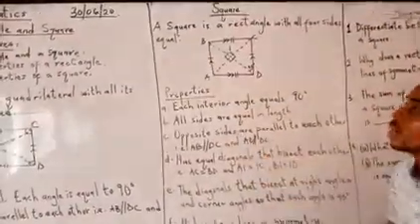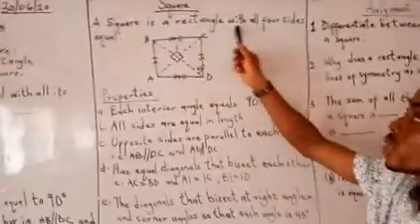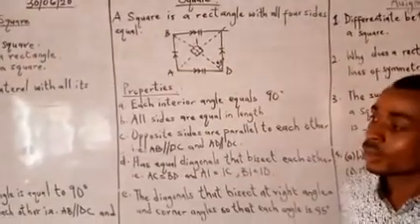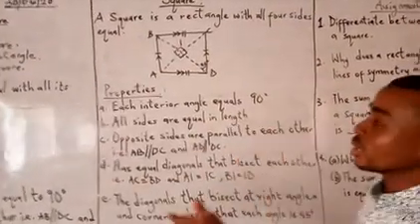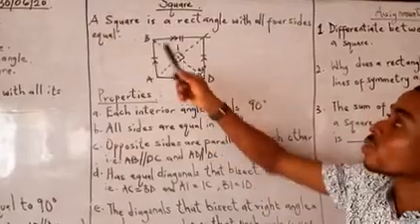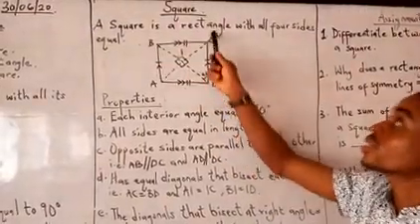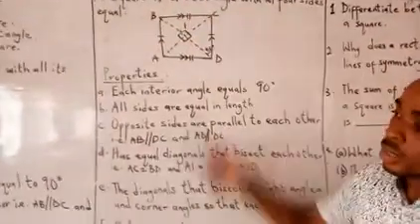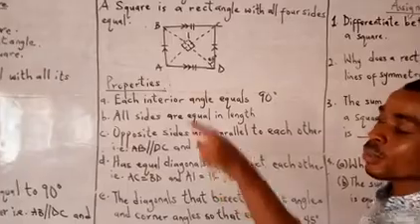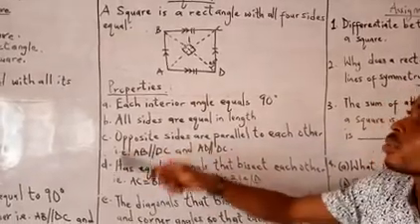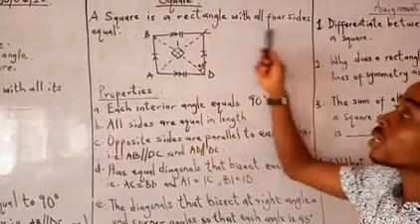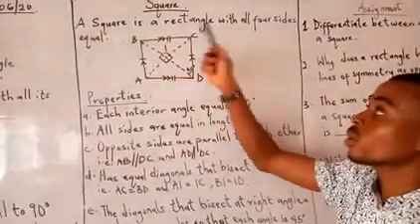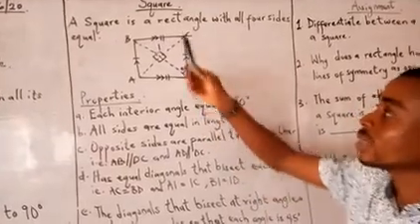Quickly on the square. A square is a rectangle with all sides equal. So if you already know what a rectangle is, then bring that knowledge to the square. A square is a kind of rectangle with all the sides equal. This is different from what we know with a rectangle, because a rectangle does not have all four sides equal. But a square does. All the four sides in a square are equal.